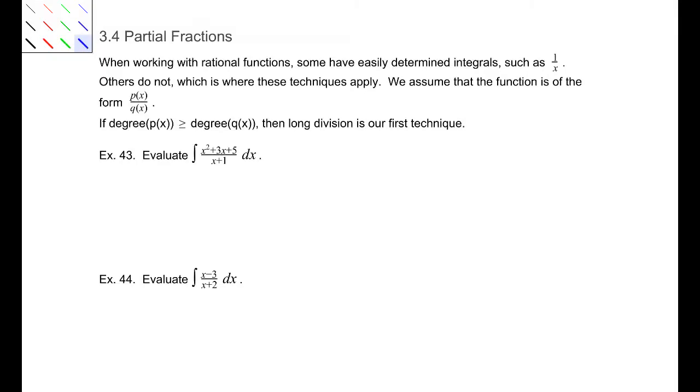Section 3.4 from OpenStax Calculus Volume 2. Okay, this section is going to cover partial fractions. So, what we are looking at is rational functions here. Okay, this is the method of partial fraction decomposition. And it works when we have rational functions.